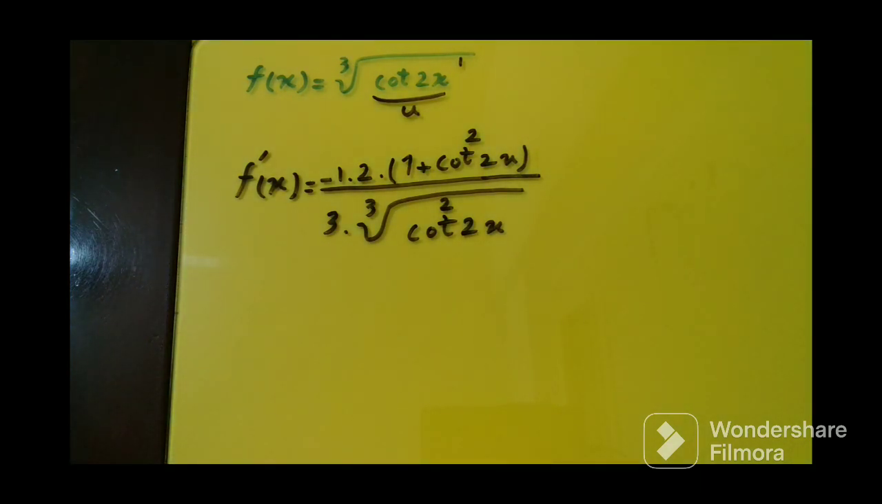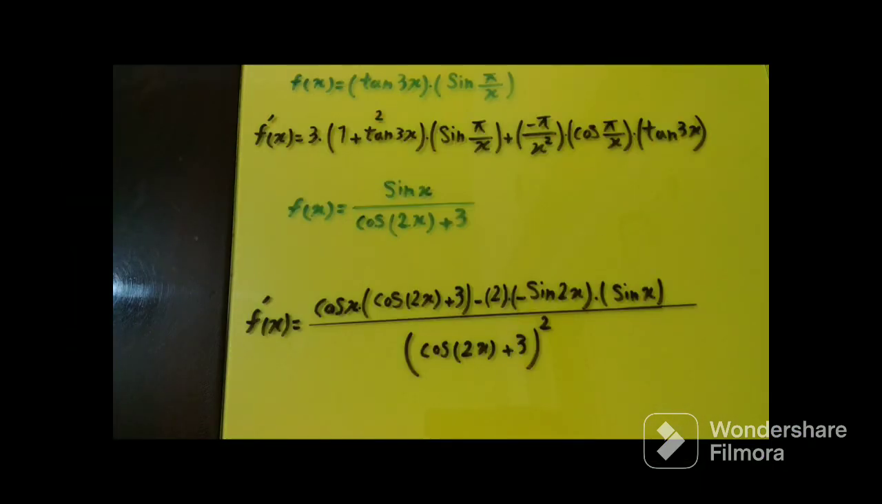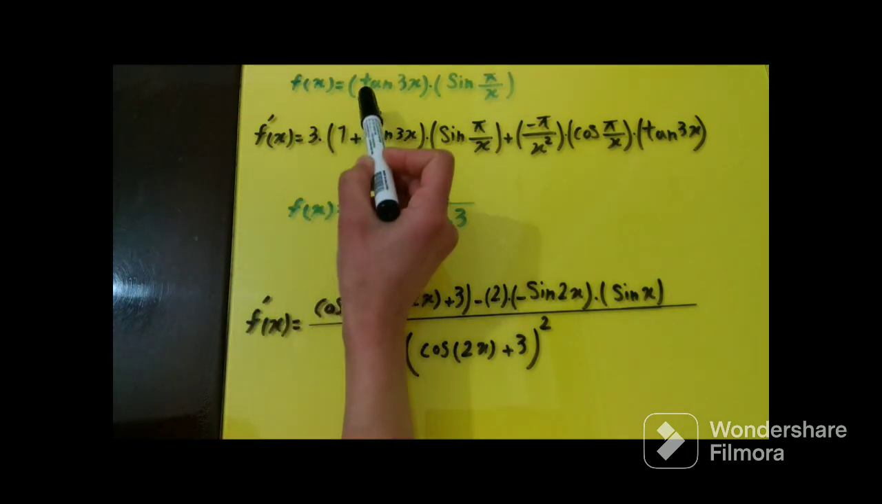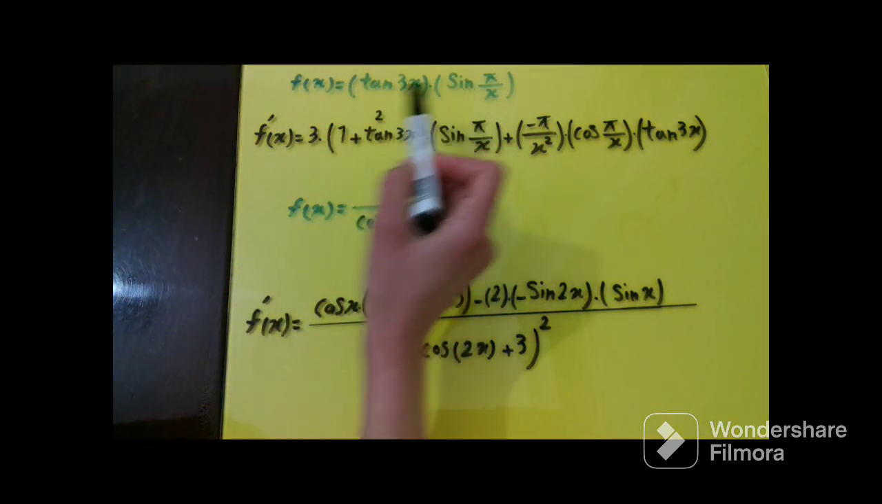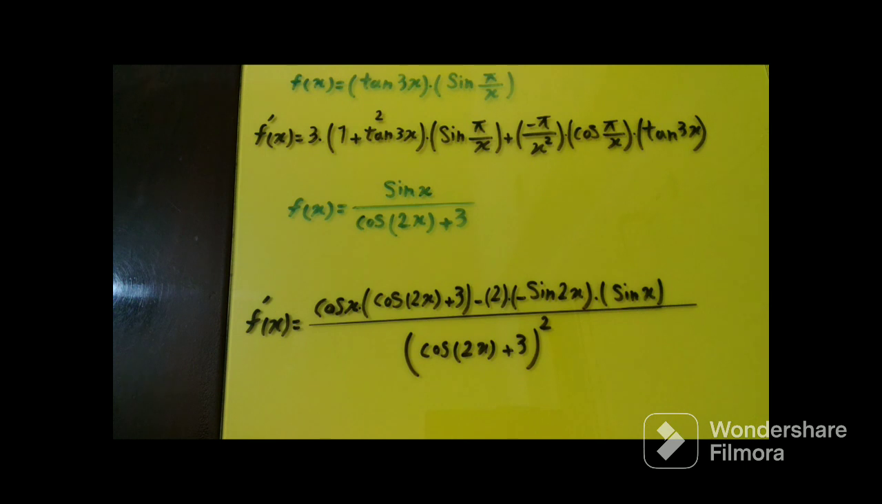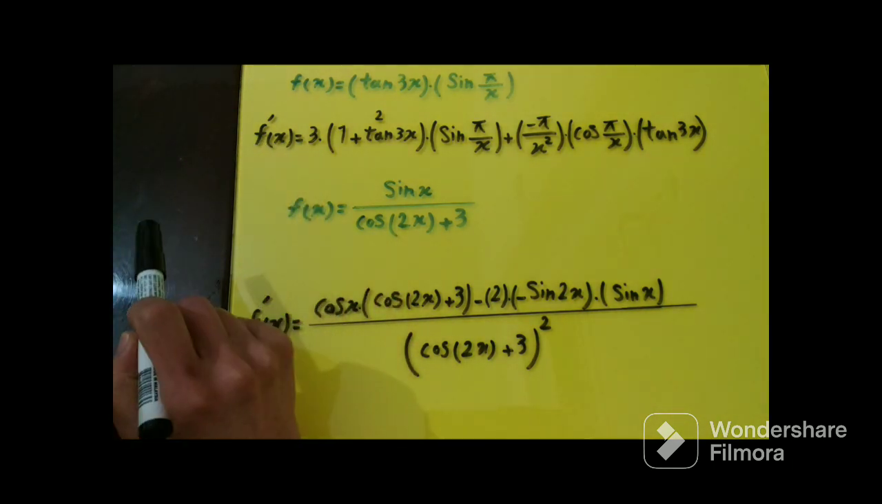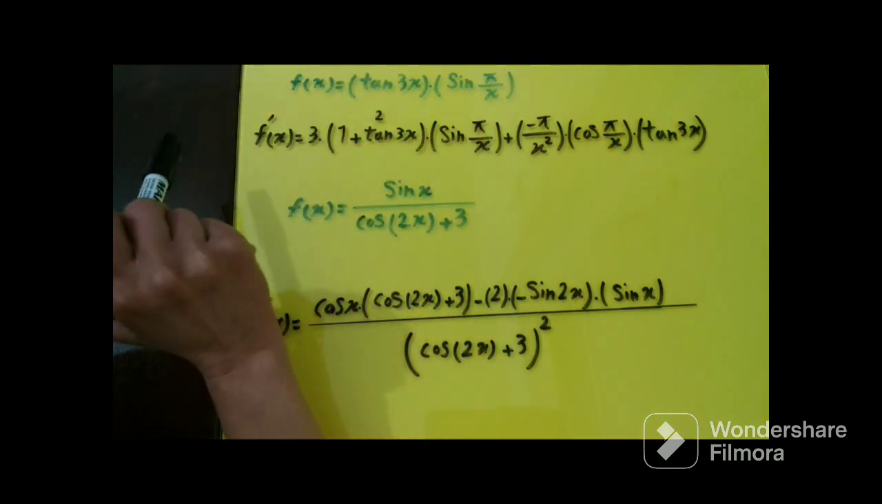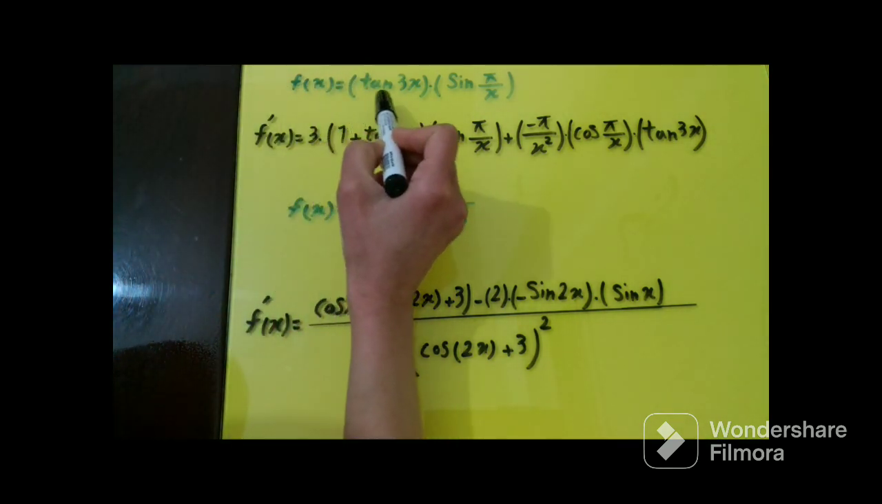Next problem. Okay guys, in this example, as you see, two trigonometric functions multiply each other. There is product rule here. I explained product rule and quotient rule in another video, which is differentiation rules part 1. Okay, according to the product rule, first we should get the derivative of this term.